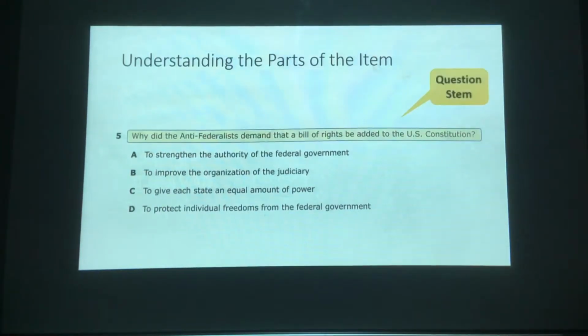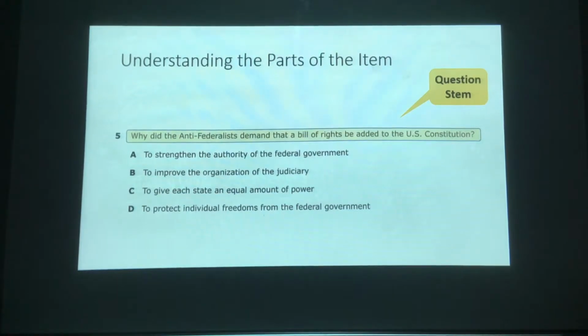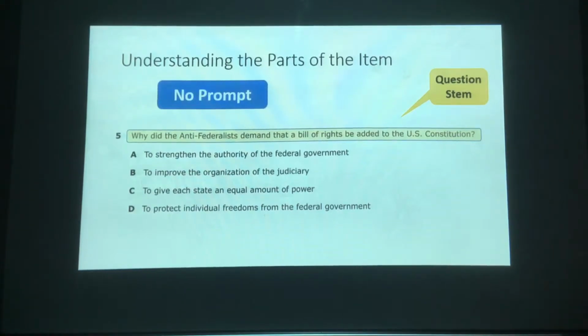Sometimes all you get is the question stem. You don't get a prompt, you don't get a chart or a graph or a map, and you just have to use your prior knowledge to help you figure out what the true answer is. So here, why did the Anti-Federalists demand that a Bill of Rights be added to the U.S. Constitution? You look at the answers, because there is no prompt here, and figure out which ones are distractors. A, B, and C are distractors.